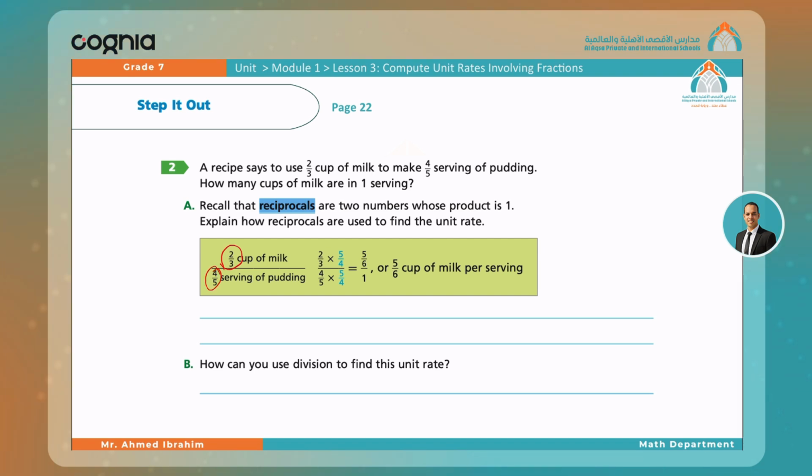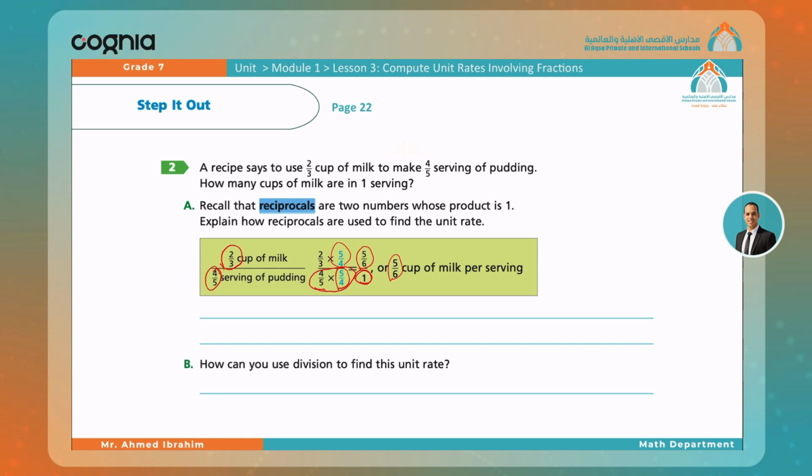Okay, we need the 4/5 to be a whole one. So we just multiply by the reciprocal, which is 5/4. So you multiply by 5/4 down. You need to multiply by 5/4 up. When you do 4/5 times 5/4, this is equal to a whole one. And when you do 2/3 times 5/4, this will be 5/6. So 5/6 over 1, which is 5/6 cup of milk per serving.